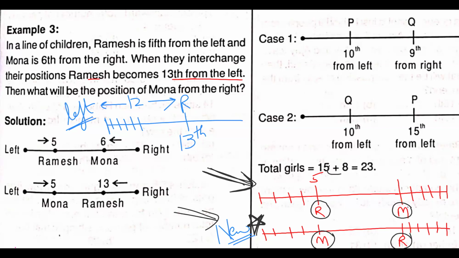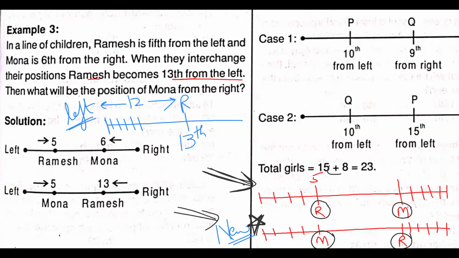Ma'am, I didn't understand Ramesh's position, 13th from the left. Okay, till here you have understood that they have interchanged their positions. Yes, ma'am. Now, when they have interchanged their position, you can see here that in place of R, we have placed M, and in the place of M, we have placed R. Now, R is for Ramesh and M is for Mona.